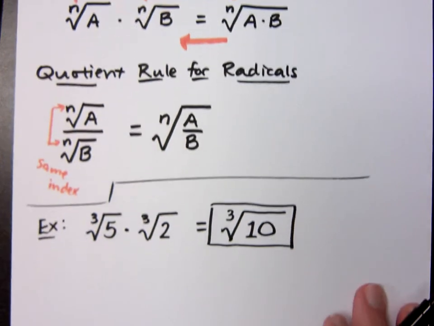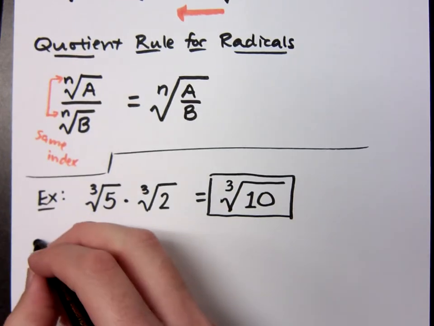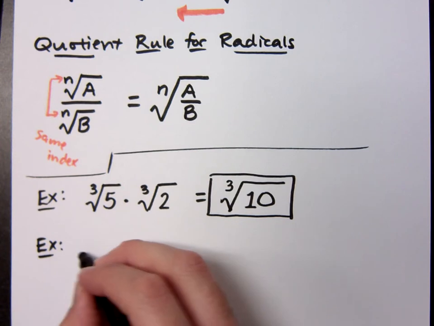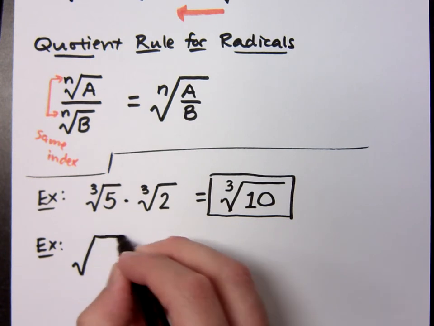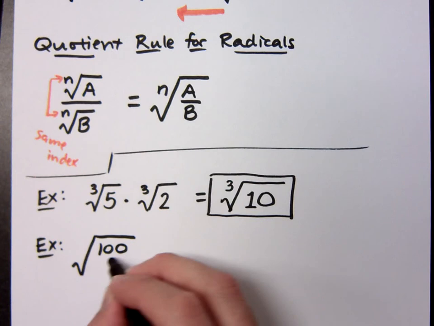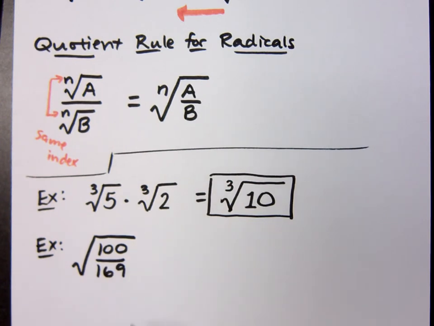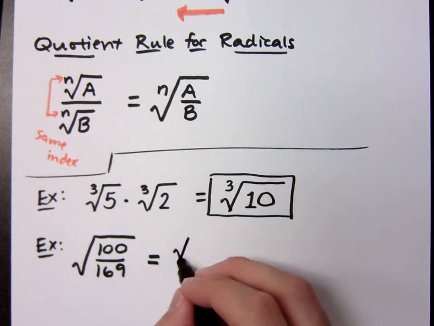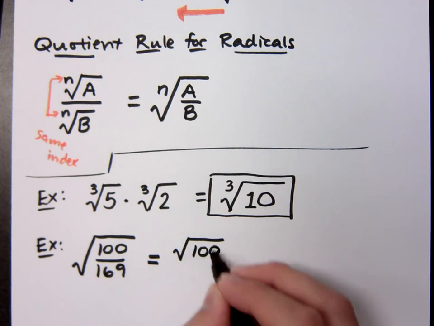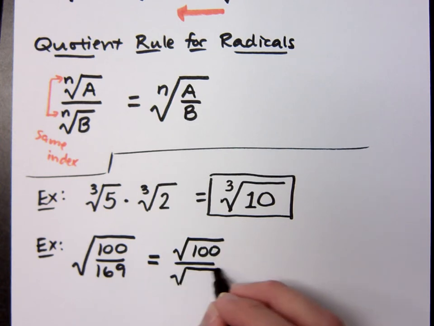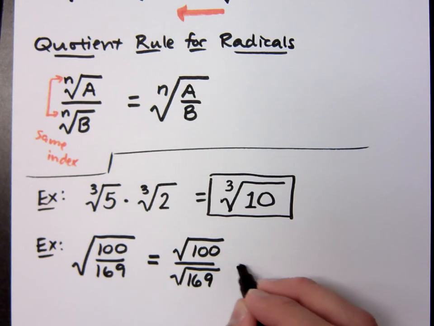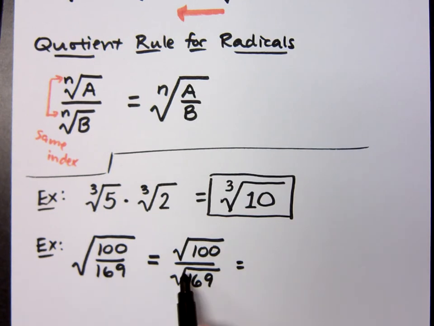We didn't really use this as the quotient rule when we had the problem before. I think a problem that we did on the board was the square root of 100 over 169. What we could do here is use that quotient rule to break this up, and we can say that this is really the square root of 100 over the square root of 169. You keep the index the same, so it's still a square root. But maybe by splitting it up like this, it's easier for you to do each of these pieces.